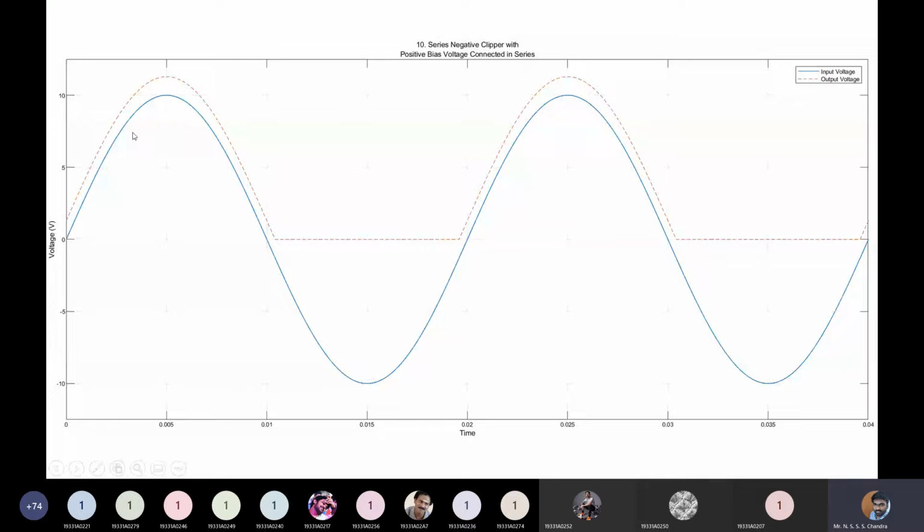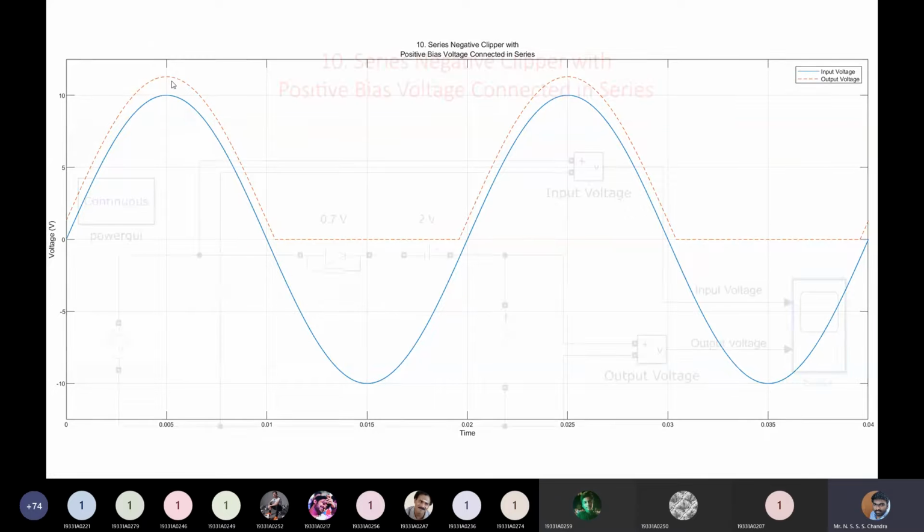So what is the peak value of your input voltage here? In the positive half cycle, what's the peak value you are seeing for the input voltage? 10 volts. Okay, 10 volts. Whereas for the output voltage, how much are you seeing? Around 10.7, or something else?